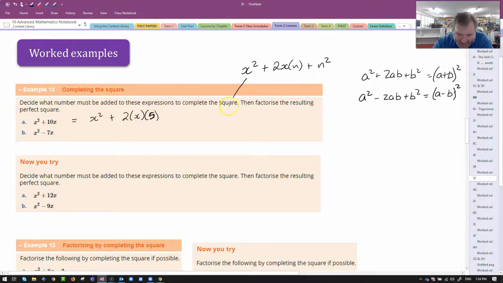So what number must be added to these expressions to complete the square? Well, you could write 25, but I'm just going to write 5 squared because I want it to enforce in my head, oh, that's right, that's what a perfect square looks like every time.